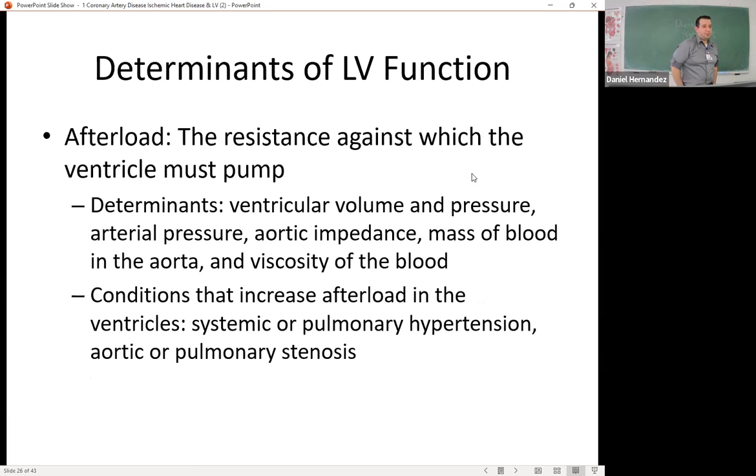And then the last determinant of LV function is going to be our afterload. So just a refresher, this is again the resistance against which the ventricles must pump. So those are going to be things like your stenotic valves, like aortic stenosis, hypertension, so systemic, and also pulmonic hypertension. So don't forget the right ventricle as well.